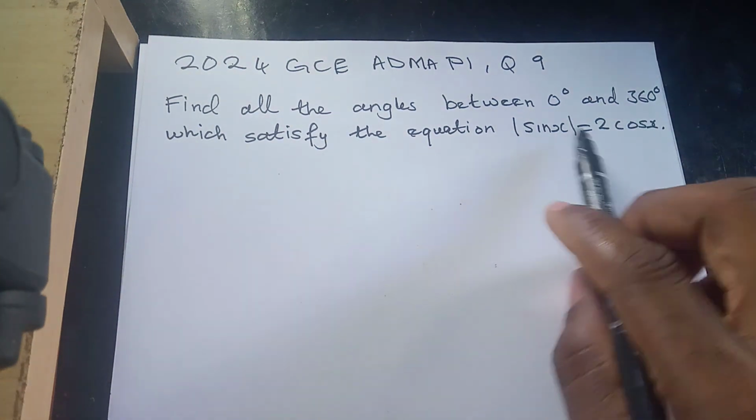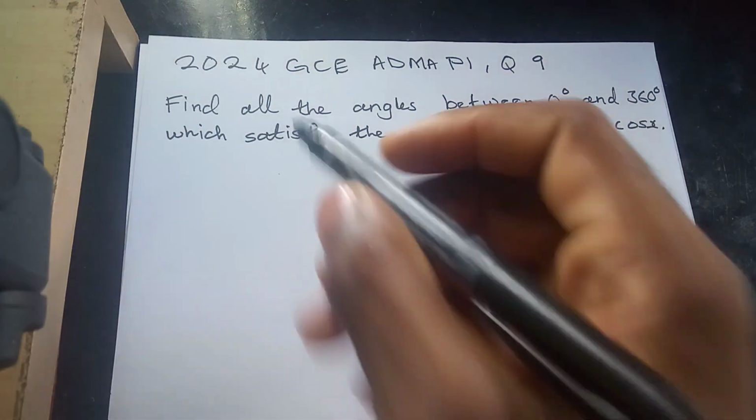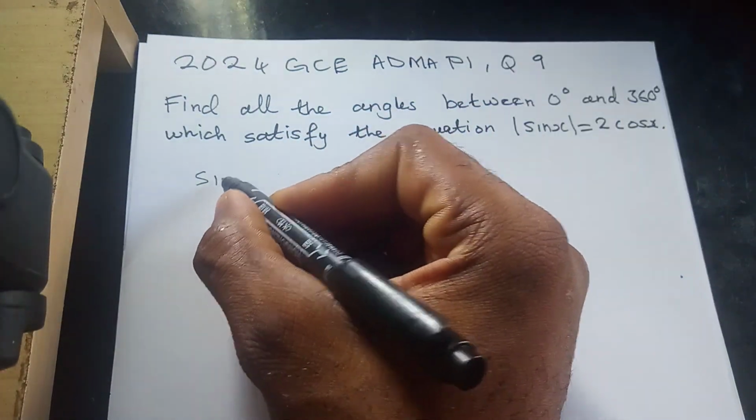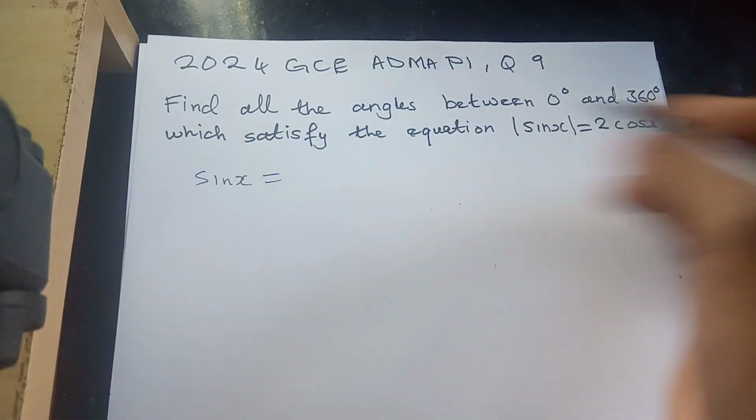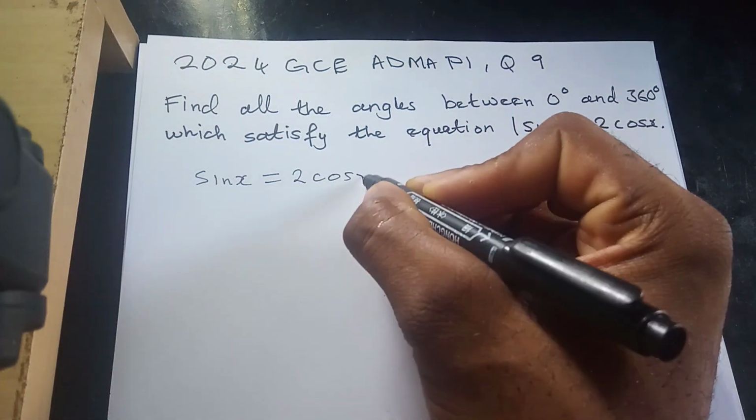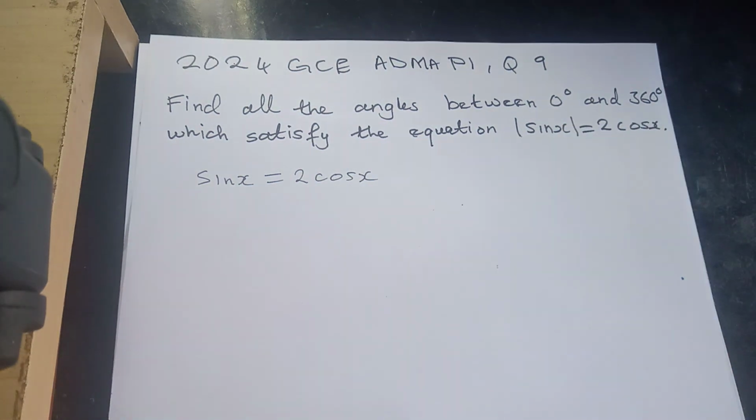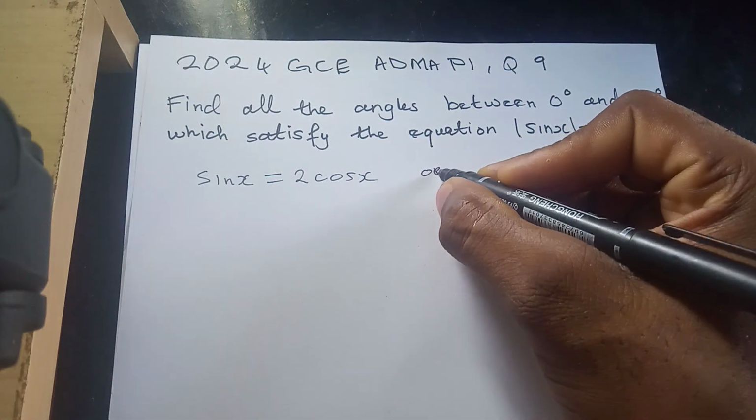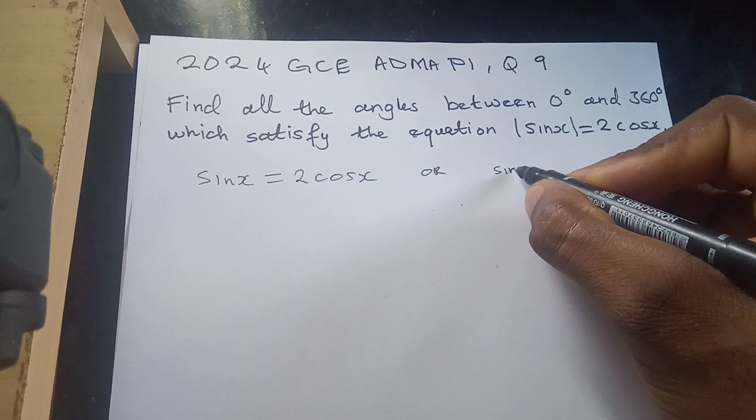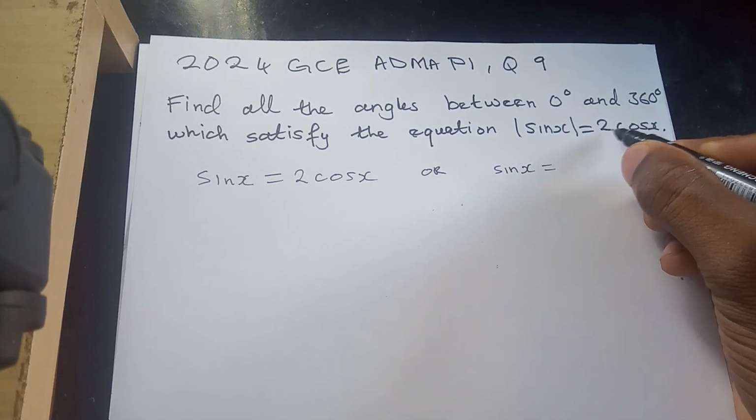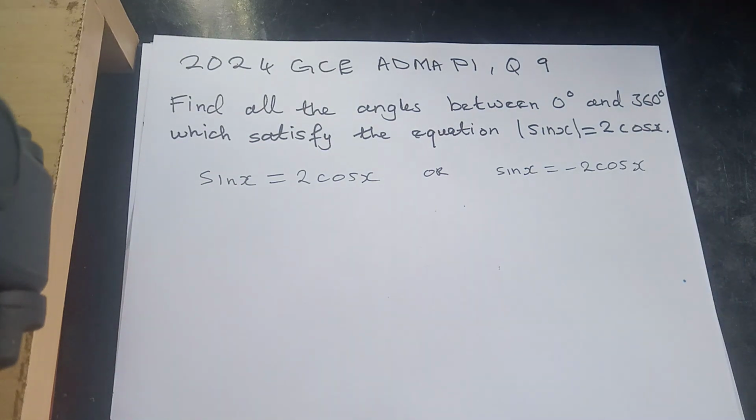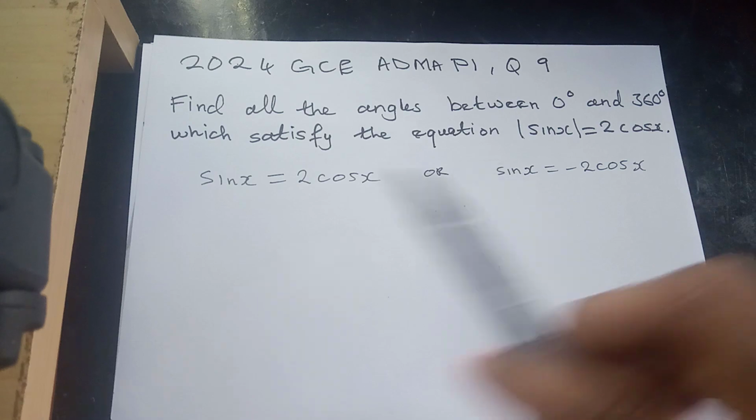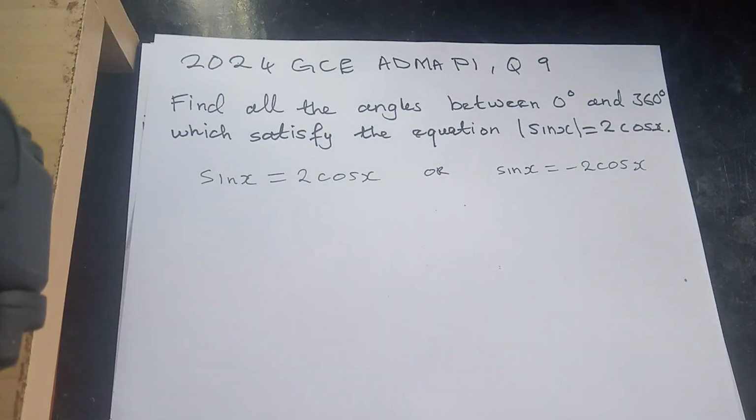So whenever you have the modulus signs, you always have two possible equations. The first equation will be everything as it is, except that you remove the modulus signs, or you can have sine x is equal to, you negate the number this side like this. So now you can solve these two equations and then list down the solutions.